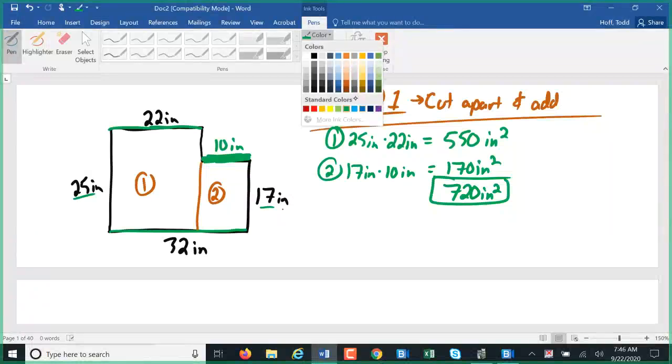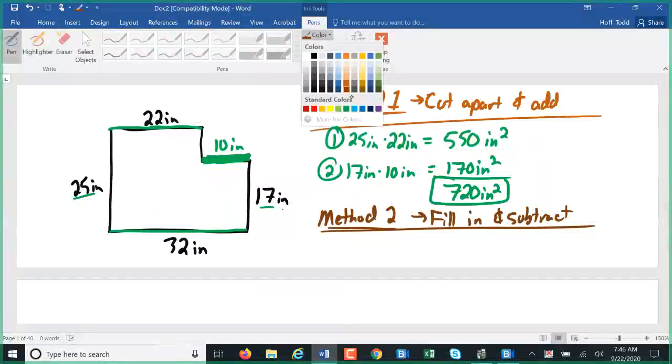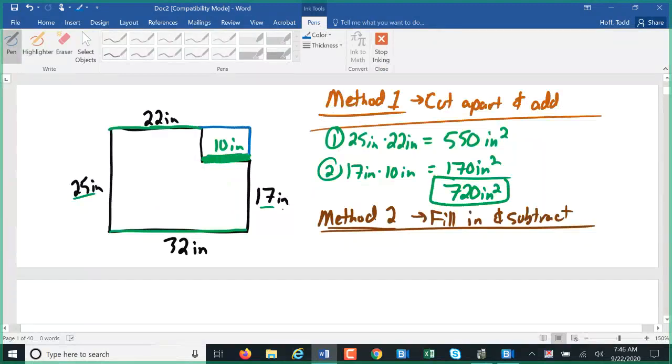That's the first method. Method 2 is to fill in missing pieces and then subtract them back out. Let me show you what I mean by that. Well, that would look like this. We fill in this corner to make it a big rectangle. We know that big rectangle is 25 inches by 32 inches, otherwise known as 800 square inches.